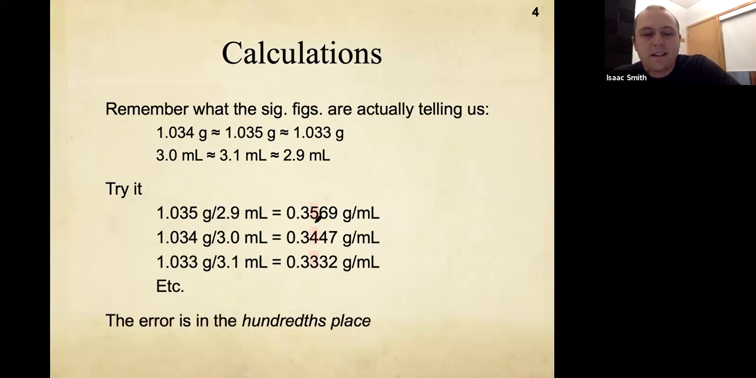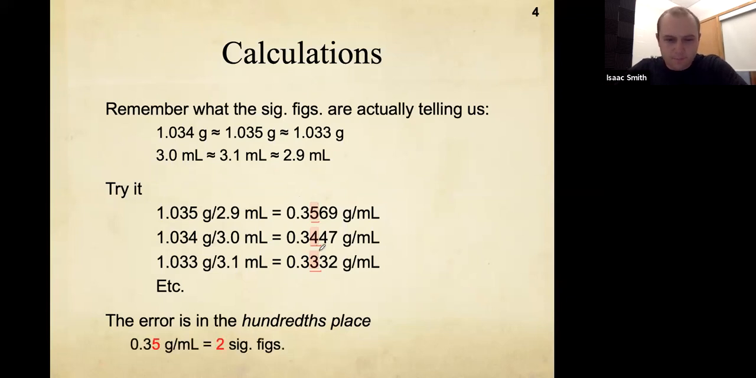So if we look at this, the error is actually in the hundredths place, right? Every time we do the calculation, we get a different number in the hundredths place. We get a 5 or a 4 or a 3. So it's telling me that our density is accurate to this 0.3, right? Regardless of whatever combination we use for our measurements, we're going to get 0.3 something, okay? Which means that our answer for our density should have 2 sig figs. The first one is the 3, which we're confident about, and then the next one's the 5, which is our estimated digit. And this gives us 2 sig figs.